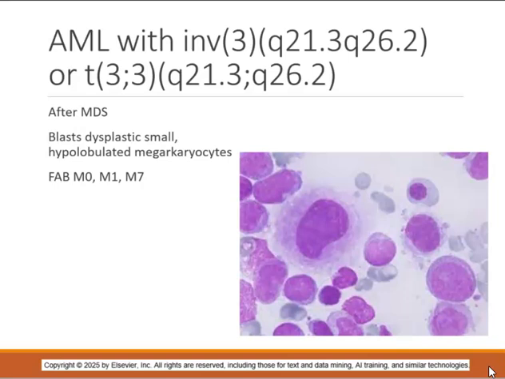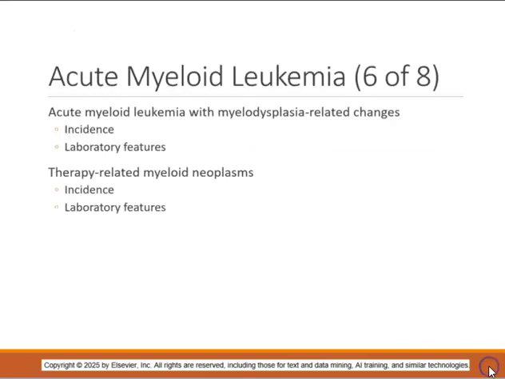And the cell to the right side of center, you can see how the cytoplasm has stuff sticking off of it. That is characteristic of megakaryocytic lineage. So this follows FAB M0, M1, and M7. Again, when I get into those, you'll understand a little bit what I'm talking about.